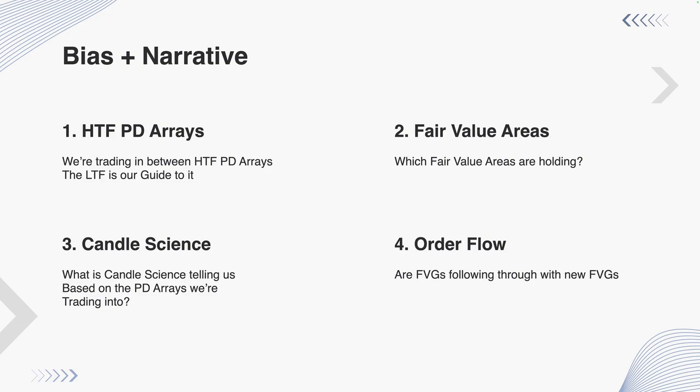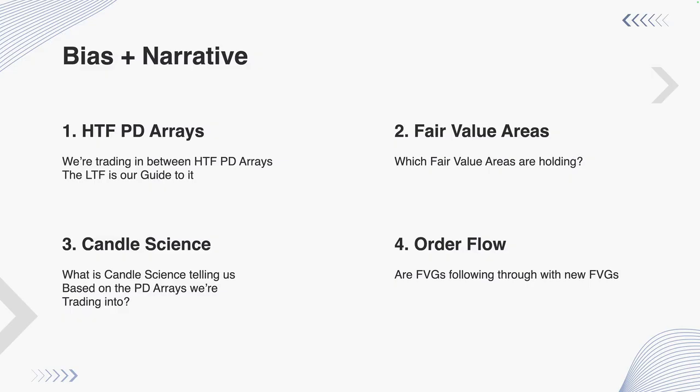Then moving on, bias plus narrative, because again, we mentioned in the foundation levels that the only difference really is the bias and the narrative, because now we're going to make more use of the lower time frame. And if we want to make use of the lower time frame, then the first thing we want to focus on is the higher time frame PD arrays. We are trading in between higher time frame PD arrays. The lower time frame is our guide to it.